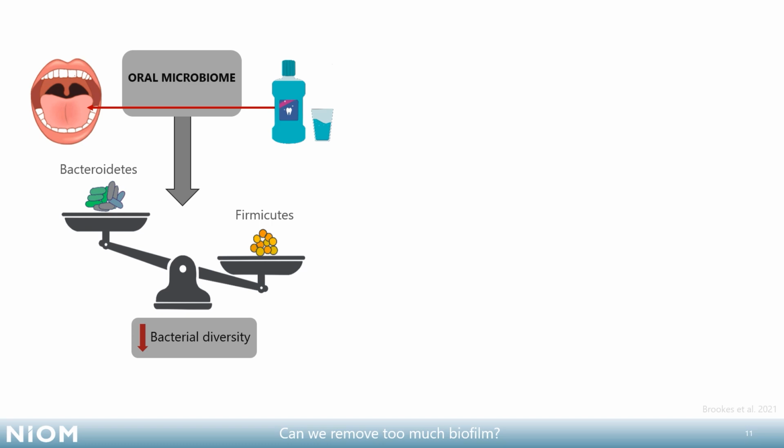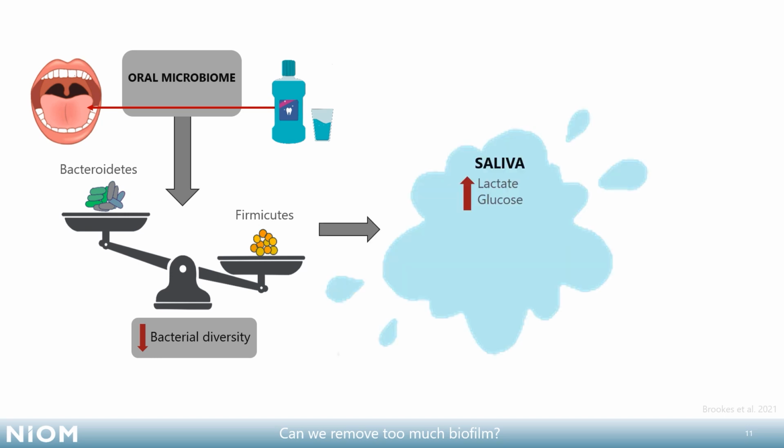Recent studies have shown that the use of chlorhexidine-containing mouthwash reduces the bacterial diversity in the mouth. In addition, the amount of lactate and glucose in saliva increases, while nitrite, pH, and buffer capacity go down. The reason is that chlorhexidine reduces the number of bacteria able to break down nitrate. When bacteria reduce nitrate, they often use lactate as a carbon source, which prevents a drop in pH.